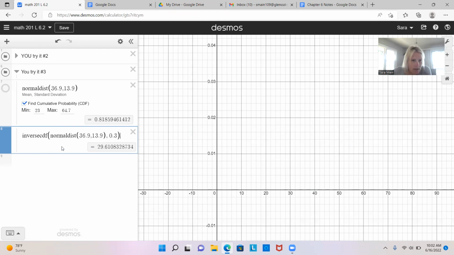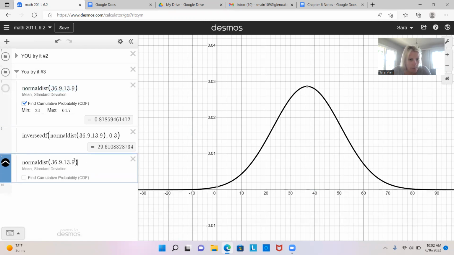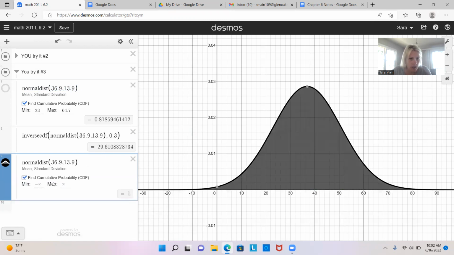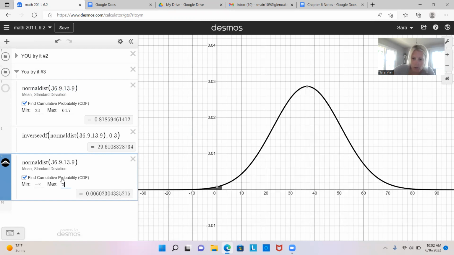But we could check our work here, right? We could make sure that makes sense. If I think that 30% of my data is less than 29.6 years old, I can do a cumulative and put in up to 29.61 and make sure it comes out to about 30%, and it does. So that's how we can check our work.